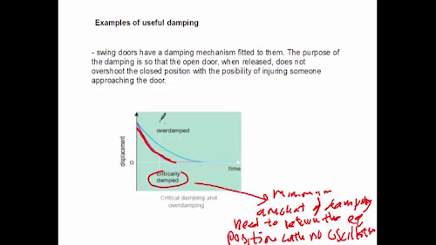With overdamping, the time to stop or to come to the equilibrium position will be greater. So these are some useful examples of damping.